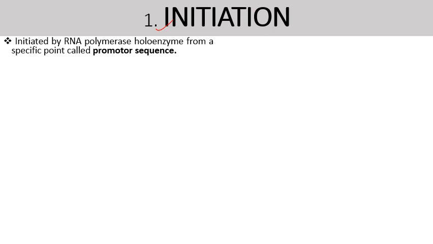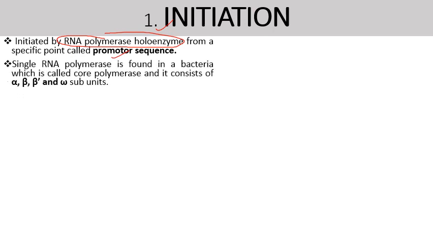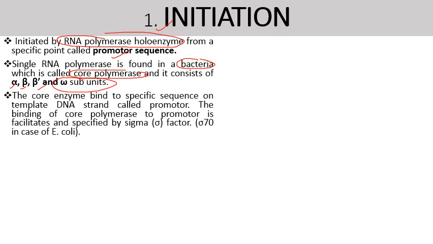So the first step in the transcription process is initiation. This transcription is initiated by the RNA polymerase holoenzyme from a specific point which is known as the promoter sequence. The single RNA polymerase found in prokaryotes, bacteria, is called the core polymerase, and it consists of alpha, beta, beta dash, and omega subunits. The core enzyme binds to specific sequences on template DNA, called the promoter region. The binding of core polymerase to the promoter is facilitated and specified by a special factor known as sigma factor, and it is sigma 70 factor in the case of E. coli. So this sigma factor helps in recognition of the promoter region by this holoenzyme.